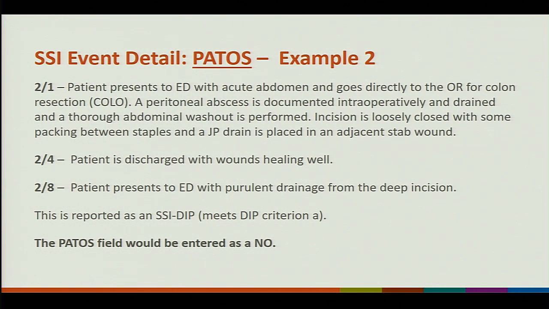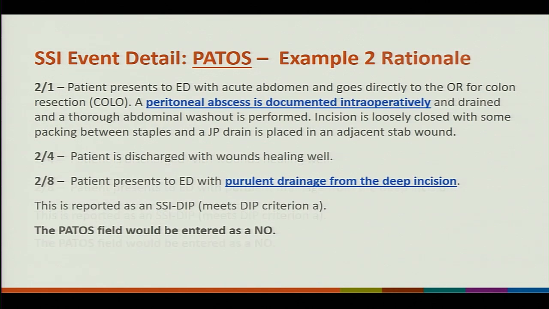On 2-8, they come back with purulent drainage from their deep incision. This is reported as an SSI deep incisional primary, meaning deep incisional criterion A. The PATOS field will be entered as a no. Why? Because the patient came back with an SSI that's set up at the deep tissue level, not the organ space. So this would be a PATOS equal no.